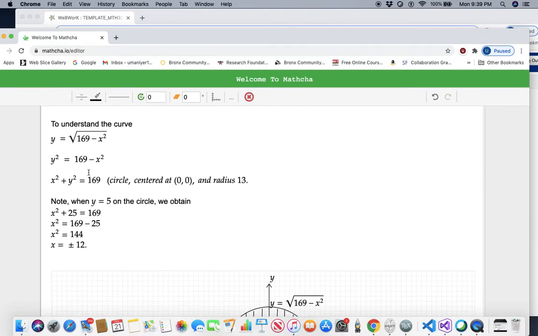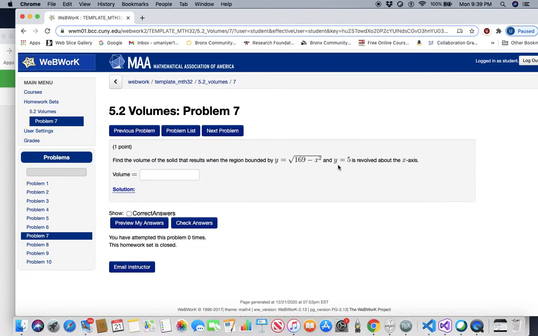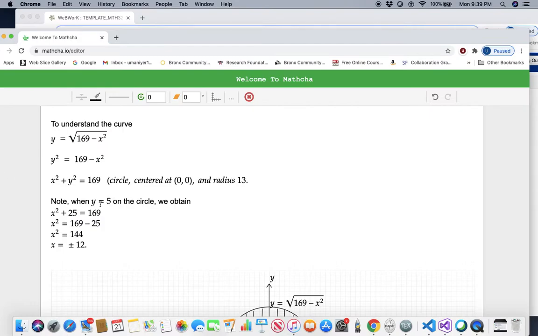What happens when y equals 5? Why do I point out y equals 5? Because that's part of your region. You want to be bounded by y equals 5. When y equals 5 on this circle, substitute y equals 5. X squared plus 25 is 169. X squared is 169 minus 25. X squared is 144. So x is plus minus 12.